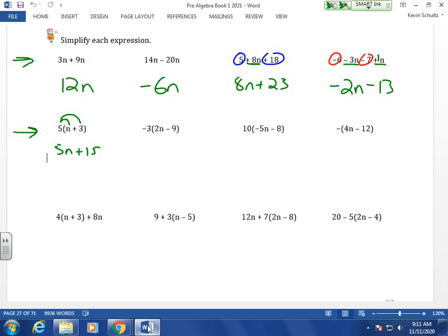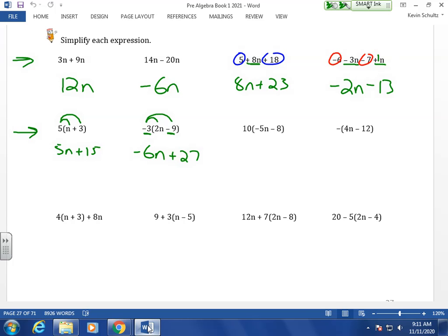The next one. Watch signs on this one here. Negative 3 times a positive 2 is a negative 6n. Negative 3 times a negative 9 is a positive 27. So negative 6n plus 27. The reason it's positive 27 is we have a negative 3 times a negative 9. Those signs belong to them. And a negative times a negative is a positive. Okay.